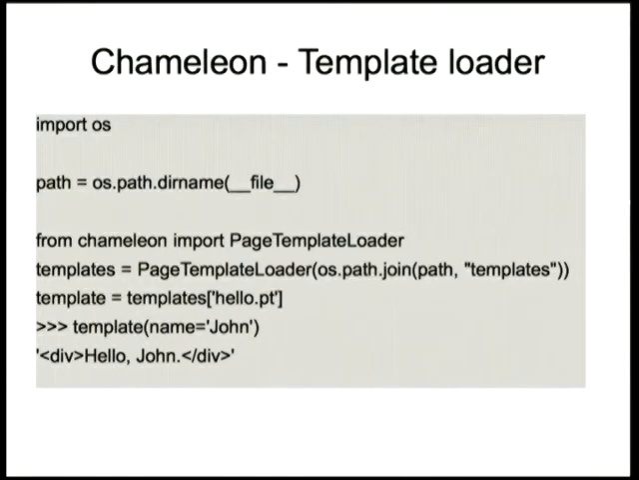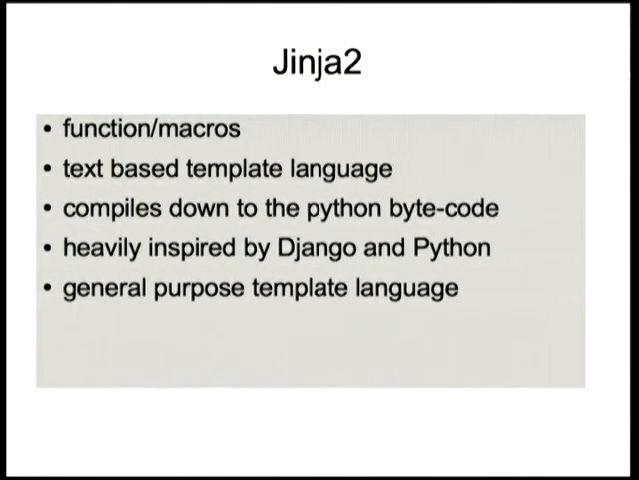Can we skip this? And the next one is Jinja 2. So this is very similar to Django. They have a text-based template language. And also, a difference is they compile down to Python bytecode. Even though it's text-based, it compiles down to Python bytecode and is inspired by Django and Python. So it's a general template language you can use in some of the web frameworks.